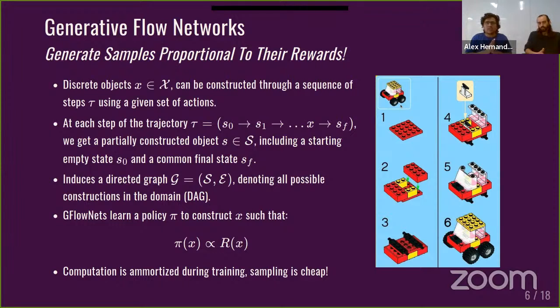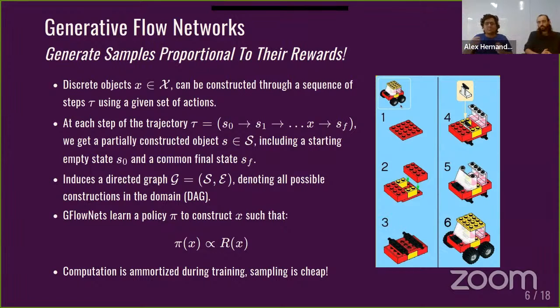One thing to note here is that the way we learn GFlowNets, contrary to what I mentioned for MCMC methods, where computation happens during sampling, is that here we amortize the computation during training. So we do a bunch of these constructions and learn from them.